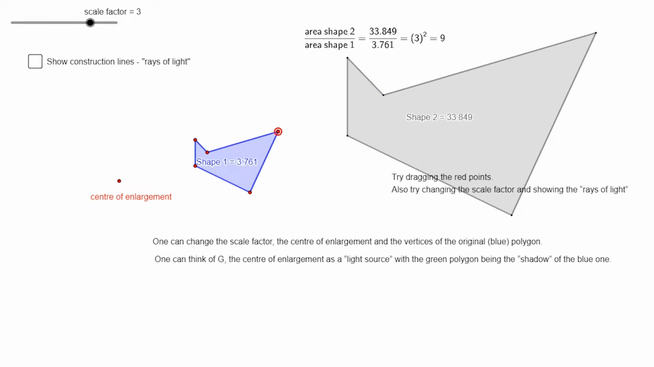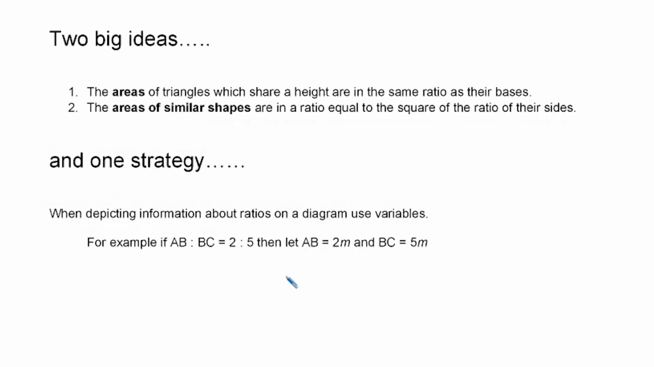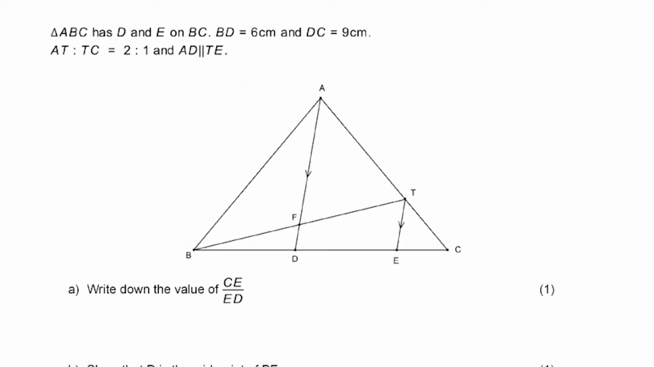Really, really important result. Then before we dive into solving a question or two, there's an important strategy, and that is that when we put information about ratios on a diagram, we should use variables. So for example, if we know that AB to BC is 2:5, then don't write 2 and 5 on the diagram. Rather write 2m and 5m, because we don't know the actual lengths, we know the relationships between the lengths. Okay, let's dive in and look at a couple of questions.